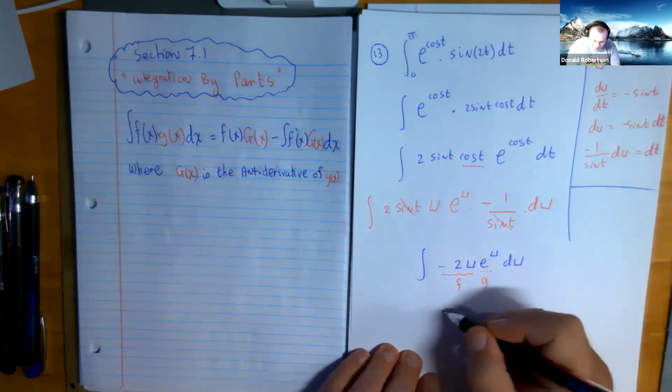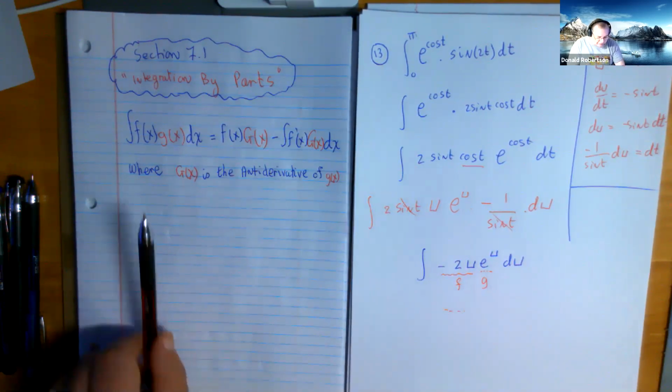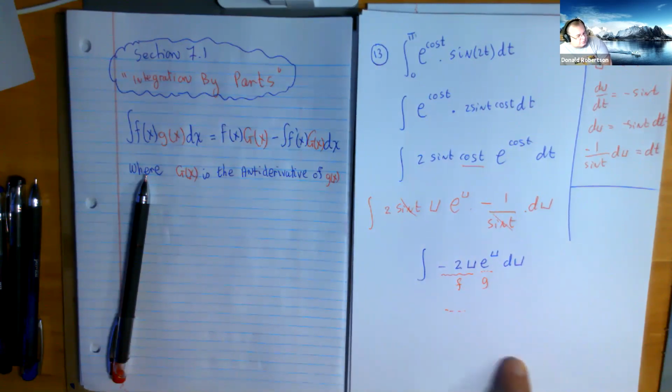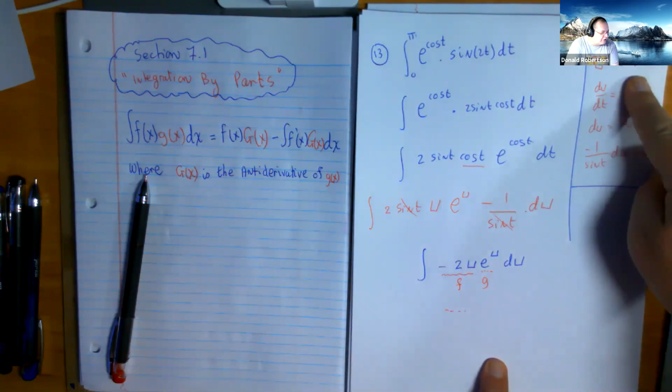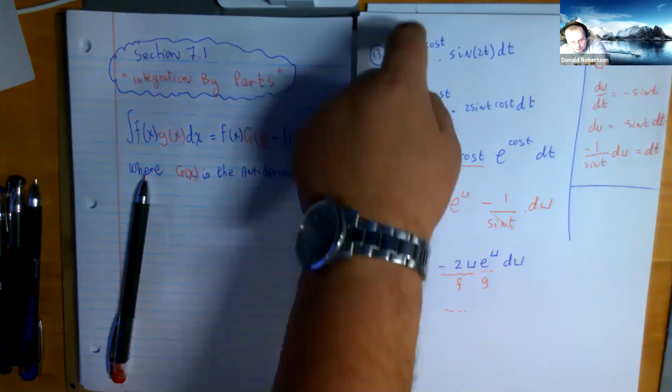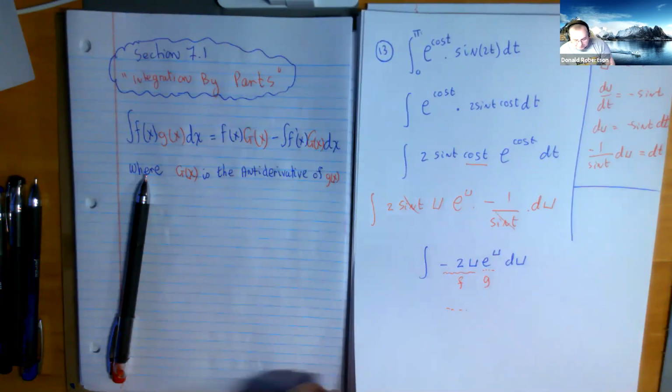Now, at this point here, I'm just going to dot, dot, dot. What's going to happen is you're going to get an answer in U's, agreed? And then turn all the U's into cosine t's and you're finished. Then you can worry about limits of integration.